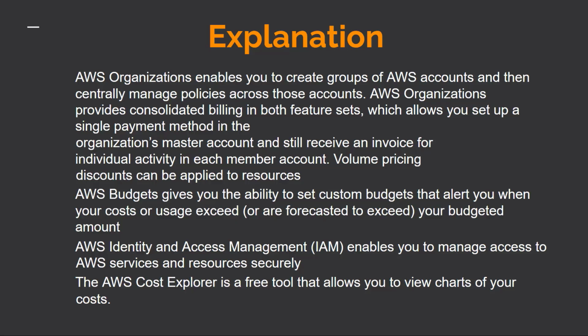Explanation: AWS Organizations enables you to create groups of AWS accounts and then centrally manage policies across those accounts. AWS Organizations provides consolidated billing in both feature sets, which allows you to set up a single payment method in the organization's master account and still receive an invoice for individual activity in each member account. Volume pricing discounts can be applied to resources.